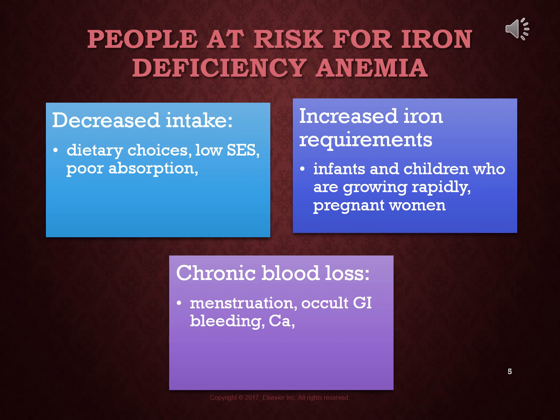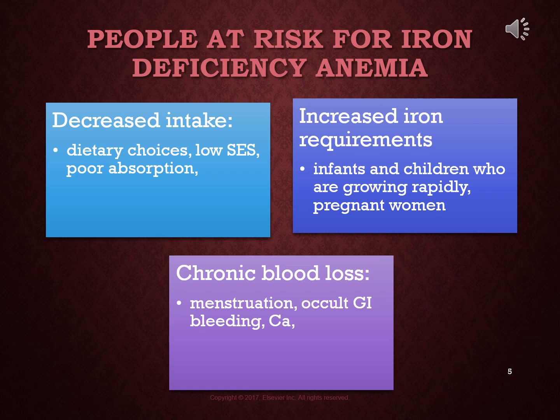Also, there's poor absorption, people with iron malabsorption problems, chronic diarrhea, partial or total gastrectomy, celiac disease, that sort of thing. People then may have increased iron requirements, such as infants or children who are growing very rapidly, and also pregnant women who have a rapidly growing child inside them.